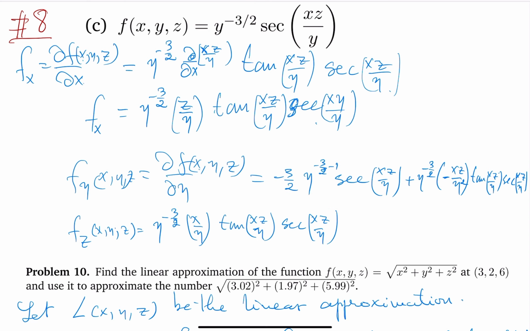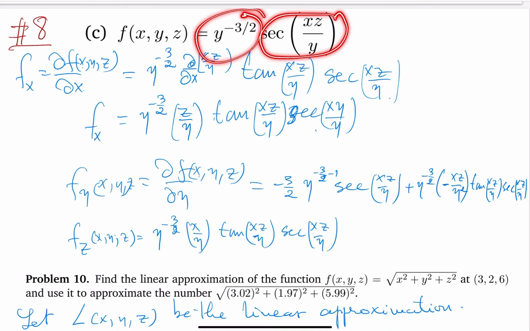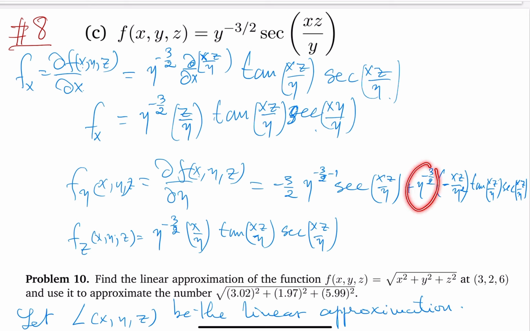Now, for the second part, you take the derivative of this one and keep this one intact. This one won't change. Take the derivative of this one, secant of x, z divided by y. You take the derivative of the inside first with respect to y, which is negative xz divided by y squared. That's why you have it here outside. And you take the tangent and secant, same thing. Okay? And you keep this one intact. It won't change. And that's why you have this one here.